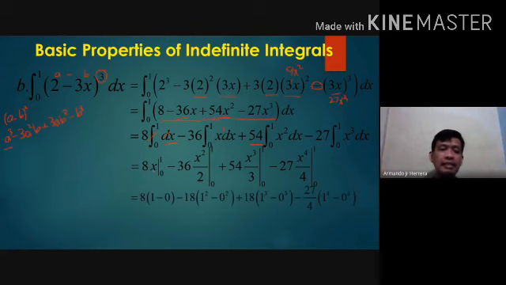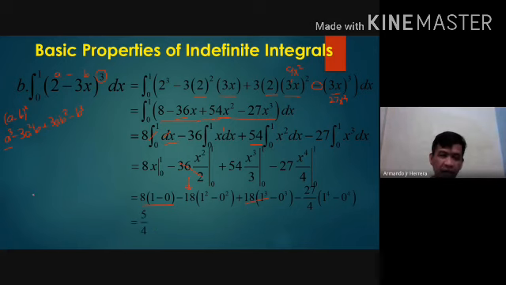So applying the limits, that is 8 times the quantity upper limit 1 minus lower limit 0. 36 divided by 2 is 18, where 1 is the upper limit raised to the second power minus the lower limit 0 raised to the second power. 54 divided by 3 is 18, with upper limit 1 to the third minus lower limit 0 to the third. Minus 27 over 4, with upper limit 1 to the 4 minus 0 to the 4. So that gives you 5/4.